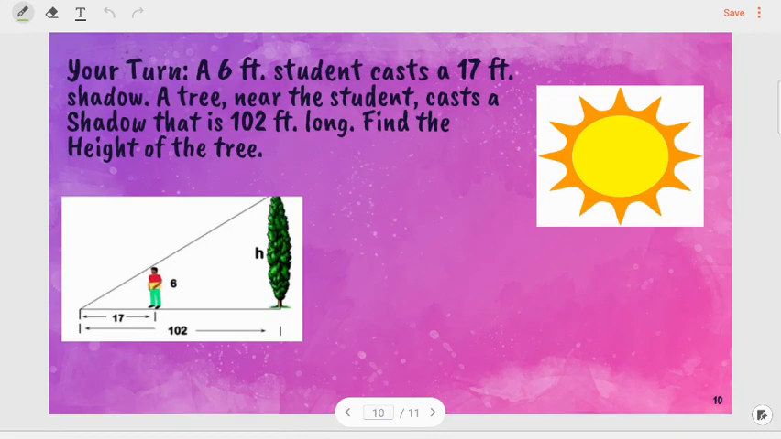So this is your turn. Suppose a 6-foot student casts a 17-foot shadow, and a tree nearby casts a 102-foot shadow. Find the height of the tree. And again, pause the video, try this on your own, and then let's solve this together.